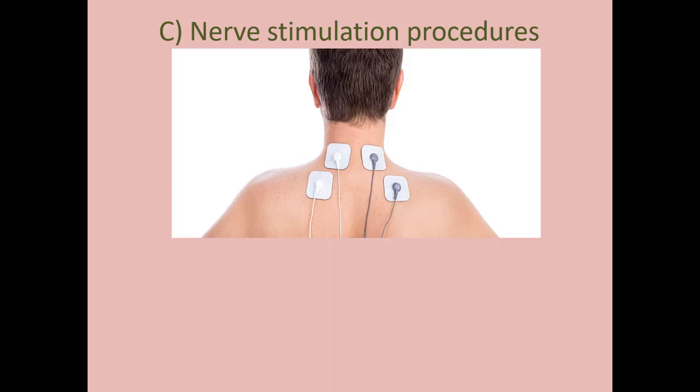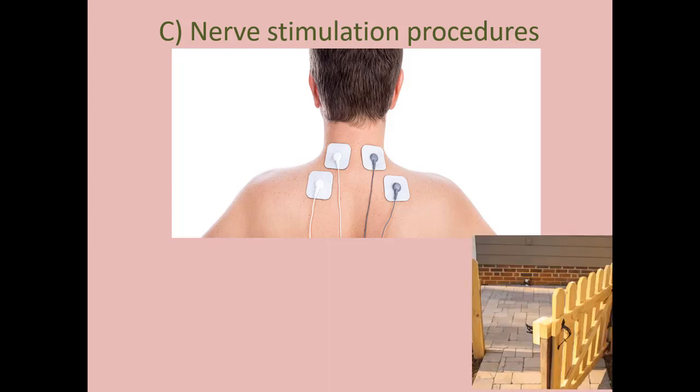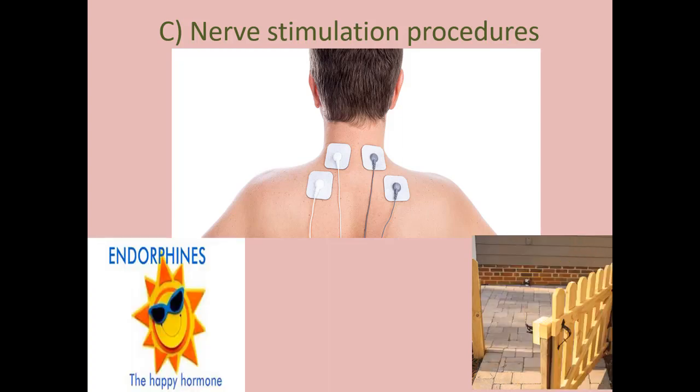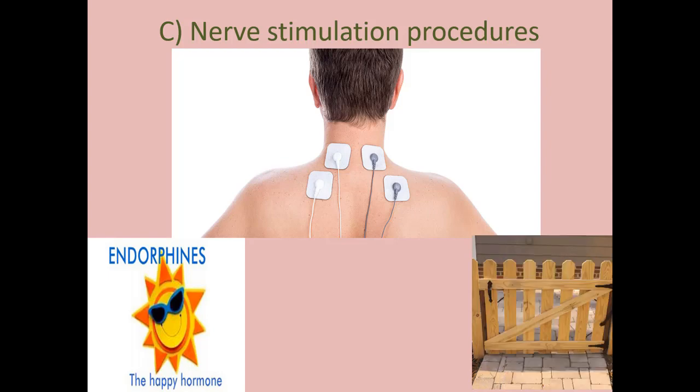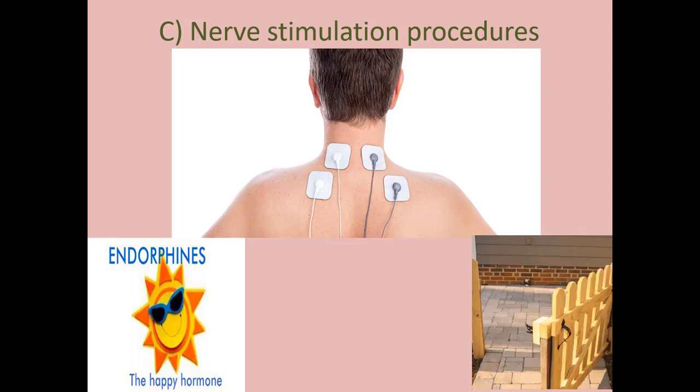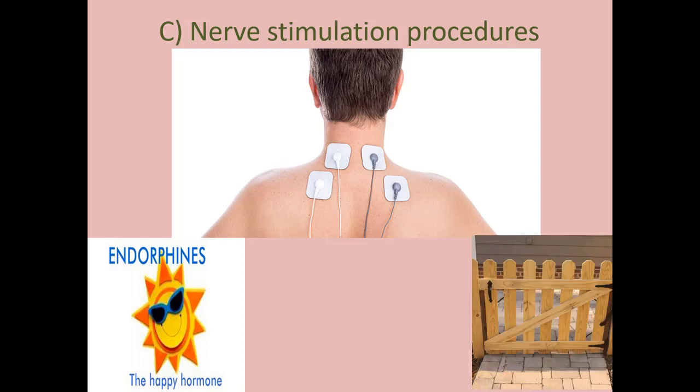Now the nerve stimulation procedure is very common. You know this by the name of TENS, transcutaneous electrical nerve stimulation. There are two theories that by this method there is release of endorphins. Endorphins are just like internal morphines. As morphine is an analgesic, endorphins are also analgesic. So by this therapy there is release of endorphins.